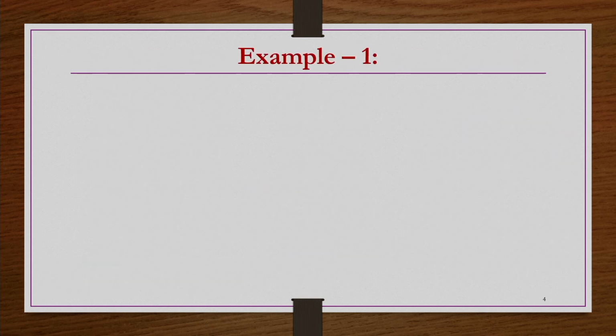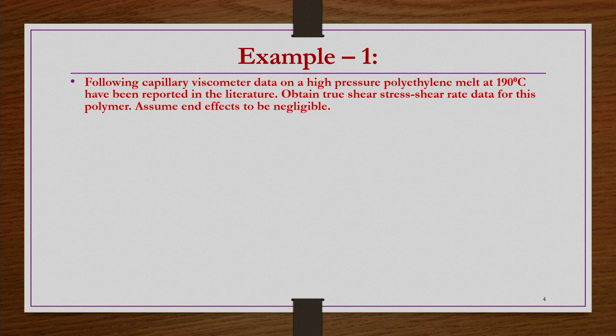Now, we have an example problem to understand how to use these equations of shear stress and shear rate in order to know the rheology of a fluid if you are using a capillary viscometer. So, that is what we are going to see now. The following capillary viscometer data on high pressure polyethylene melt at 190 degree centigrade have been reported in the literature. Obtain true shear stress versus true shear rate data for this polymer.